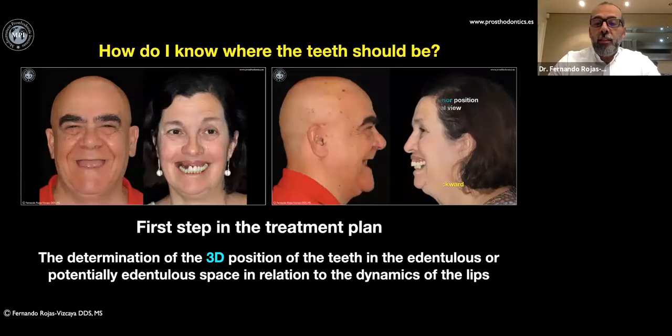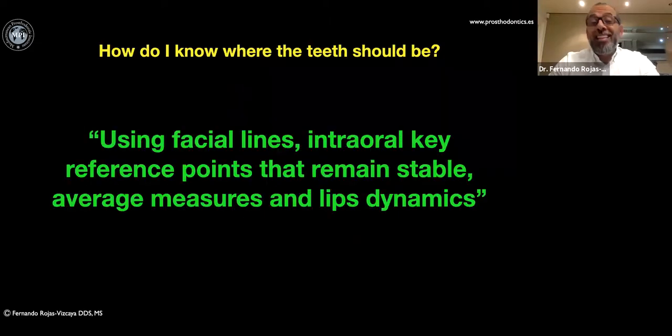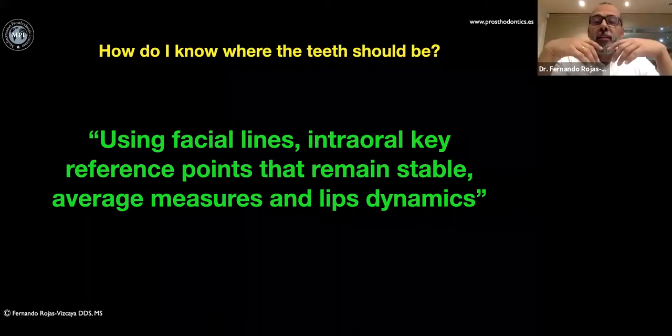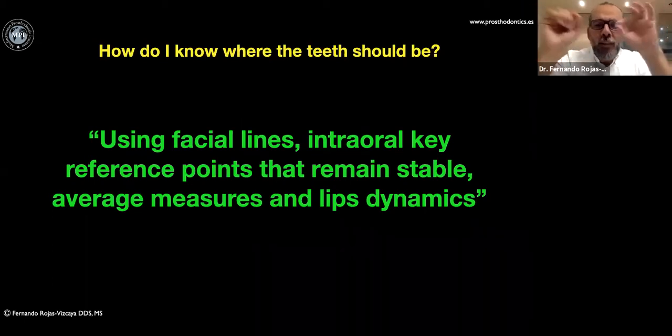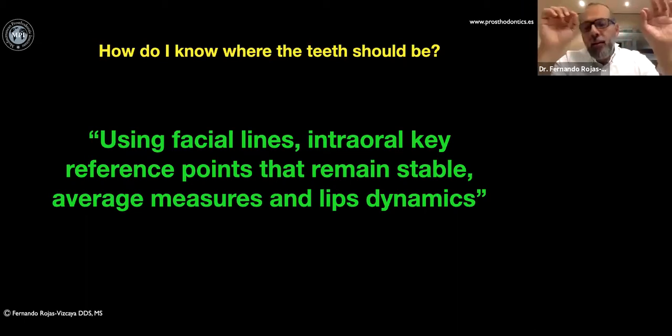So before we start doing anything, to determine the position of the teeth we will use facial lines that we will mix with some points intraorally that remain stable. So when we lose all teeth, some points remain stable. And also we have some average measurements that we can apply to our patient and mix with the external information, with the internal points of reference, and with the dynamics of the lips, how the patient speaks and smiles. So you can work on the determination of the position of these teeth.